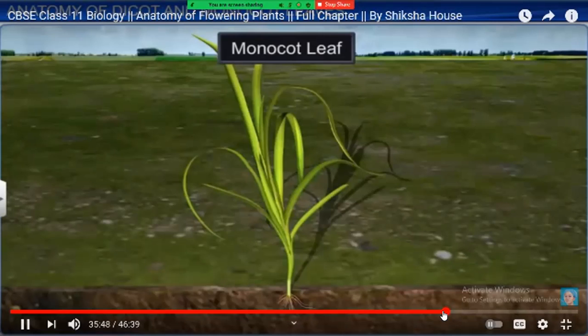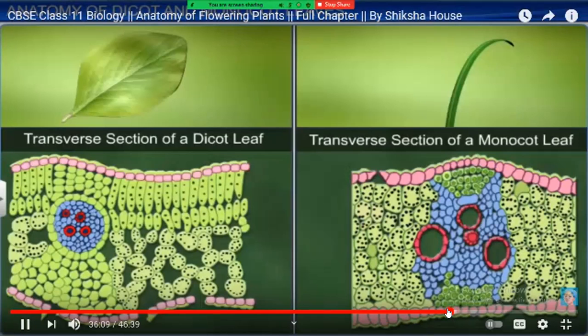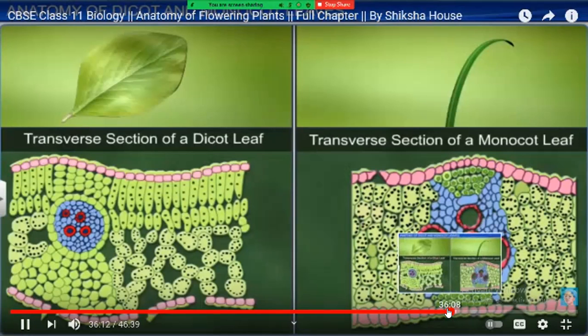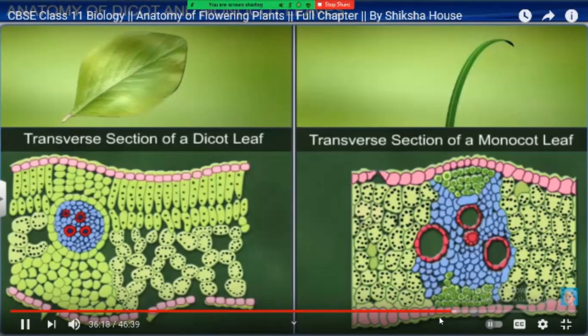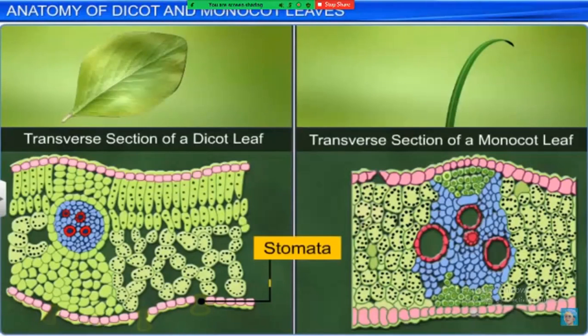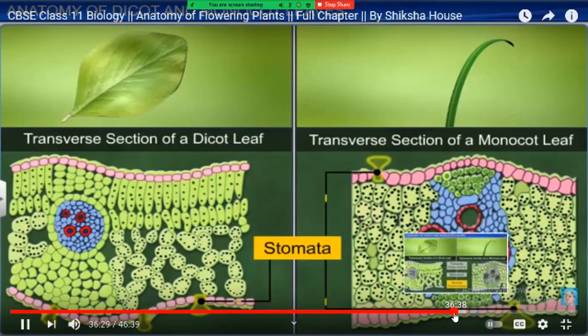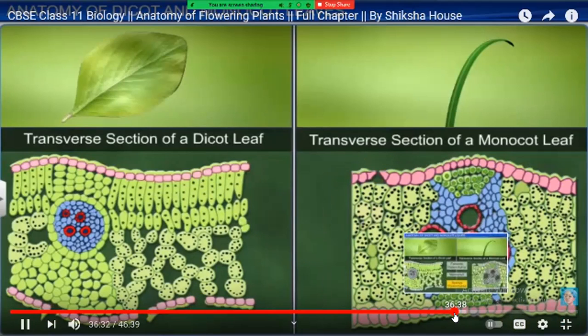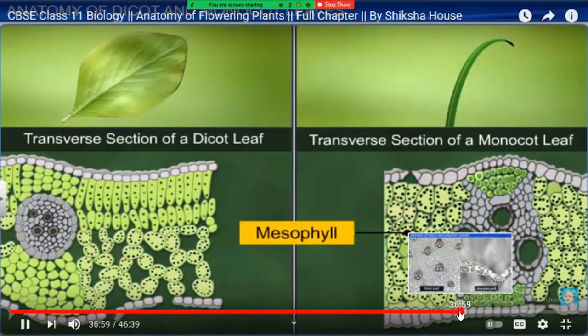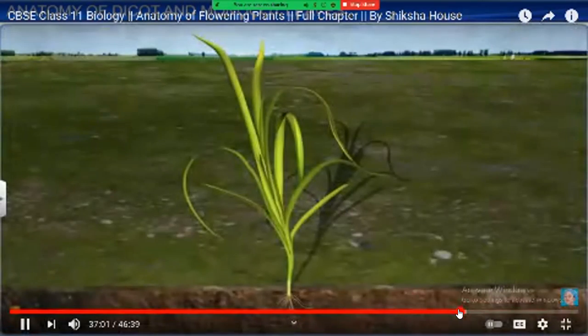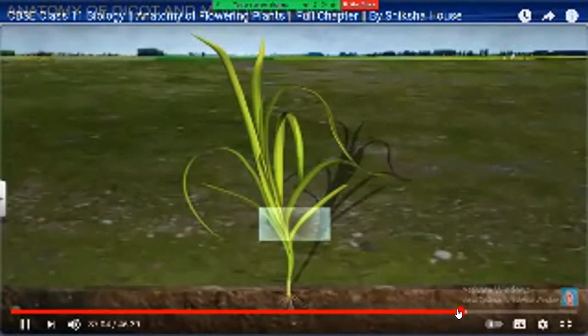Let's take a look at a monocot leaf now. It is also known as an isobilateral leaf, unlike that of a dicot leaf. However, there are also some key differences. Unlike a dicot leaf, where stomata are found in greater numbers in the abaxial epidermis, in a monocot leaf, stomata are present on both surfaces of the epidermis. Moreover, the mesophyll cells are not differentiated in the leaves of monocots such as grasses.